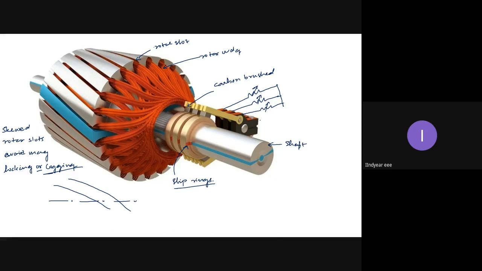Compulsorily, all the induction motor rotors are short circuited. I cannot keep the winding open. If I keep the winding open, the induction motor will not run. Why it won't run, we'll study when we study the principle of induction motor. So this is the wound rotor.